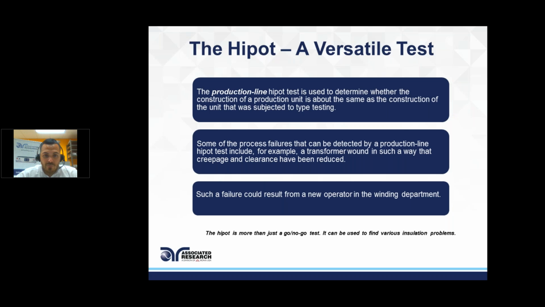Such a failure could result from a new operator in the winding department. Exactly, right? Quality. You're checking for quality. You've already designed a good product. Now you want to make sure the quality behind your manufacturing process is up to par with that of your performance testing. So in production, it's more of a no-go test, right? It can be used to find various quality issues.